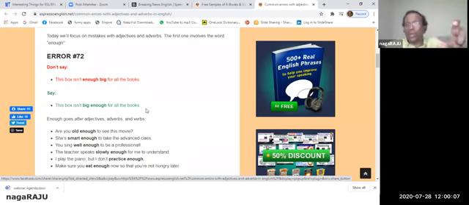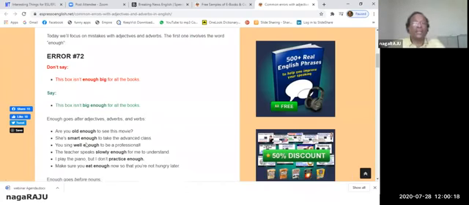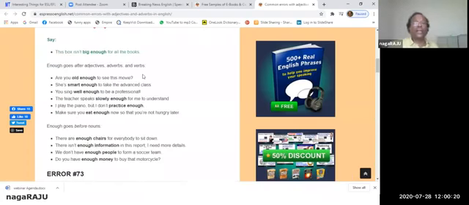Based on a conversation that you have heard, you are encouraged to speak a sentence, and your speaking skills are improving. And there are lots of examples here. Enough goes after this: old enough, smart enough, well enough, slowly enough, practice enough, eat enough, right?